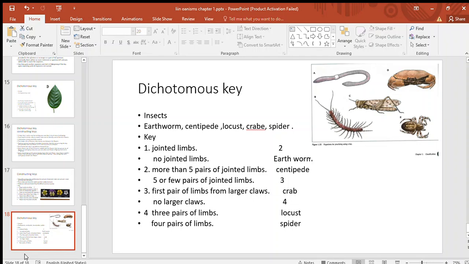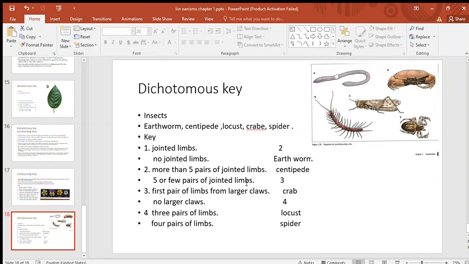Jointed limbs, we have to move to option number 2. More than 5 pairs of jointed limbs. Yes, it is centipede. If you see closely, it has more than 5 pairs of jointed limbs. 5 or fewer pairs of jointed limbs. Now we move to option number 3. 2 are discovered, earthworm and centipede. Now the rest of 3 are remaining. We have to find their names.